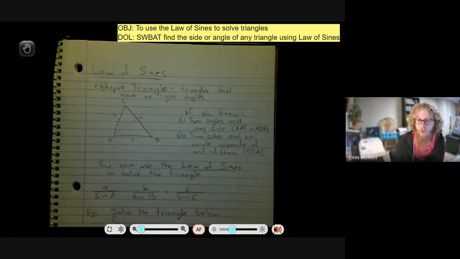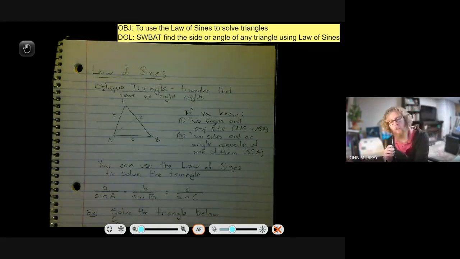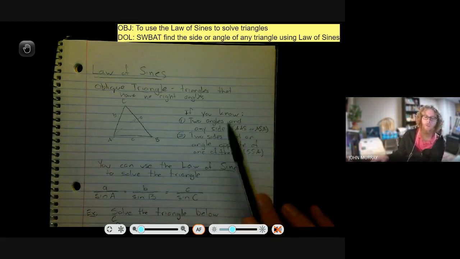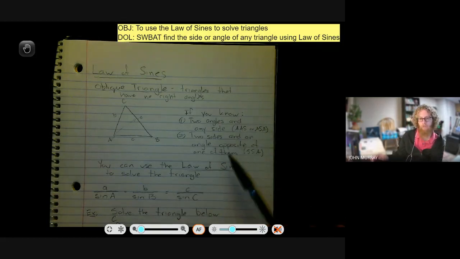Just notice too, we need to know at least three things, which means that we'll be finding out three other things. So that's kind of how it works. You're given three parts, and you have to find the other three parts. We will go over the two other situations later, but for now we're just looking at these two.